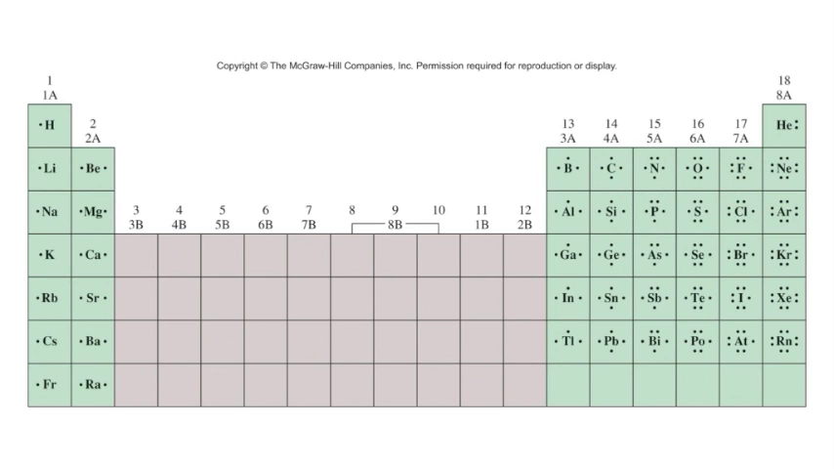7A, there's only 1 open spot. You can only form how many bonds? 1. What about neon, argon, krypton, xenon, and radon? How many open spots do they have? None. Do they form compounds? No. Okay?